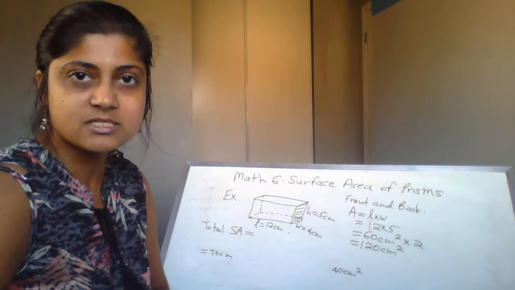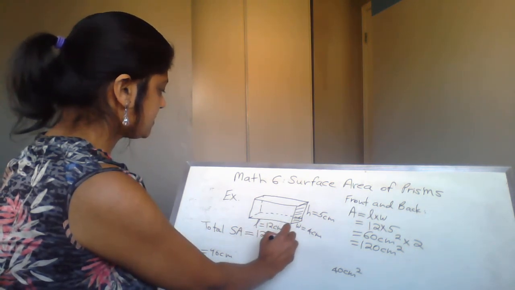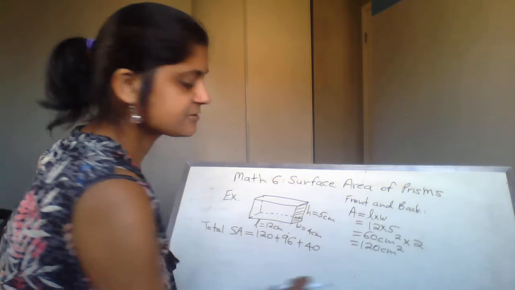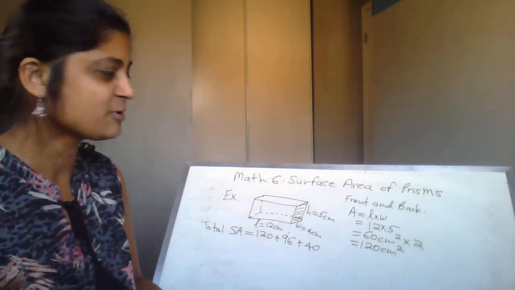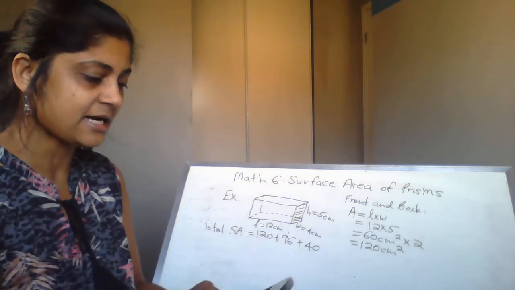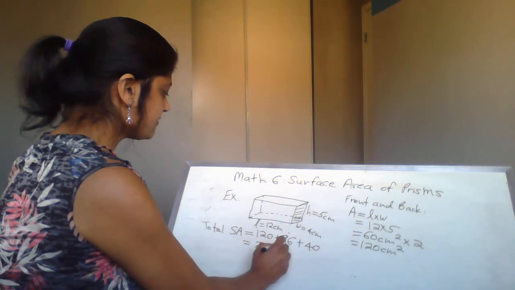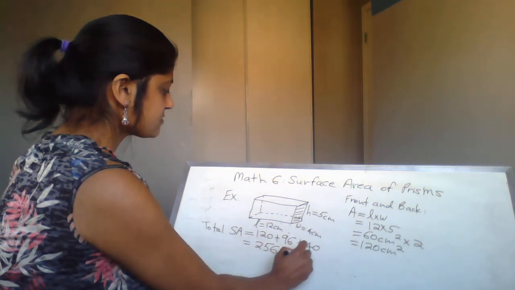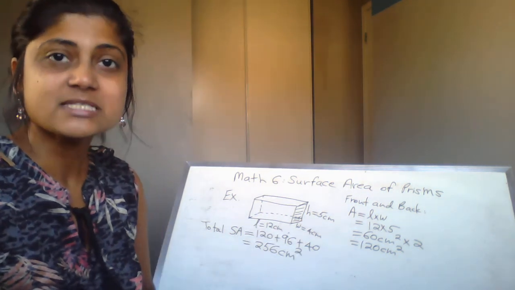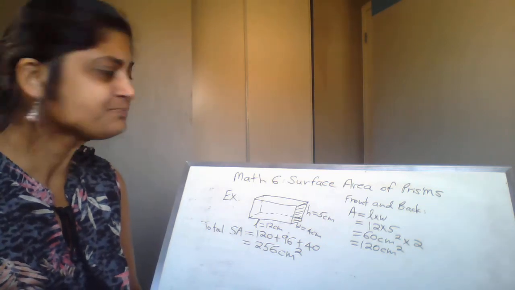All you need to do is add these numbers together. So we're going to do 120 plus 96 plus 40. Now I'm going to take it off, just in case we forget what the numbers are. So take your calculator and we are going to add them all together. And we are getting 256 centimeters squared. Does everyone see that? So this is the final surface area for our rectangular prism.